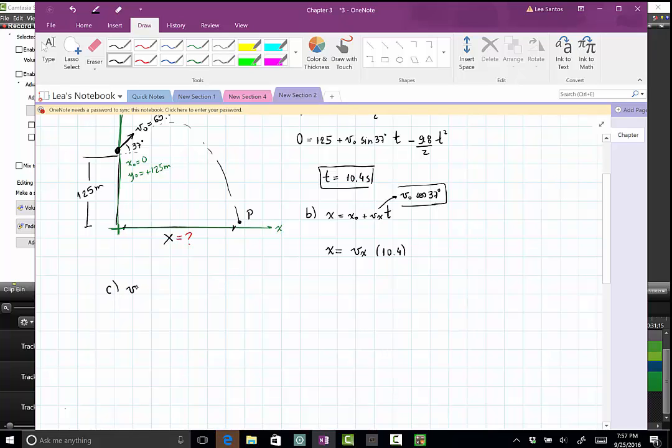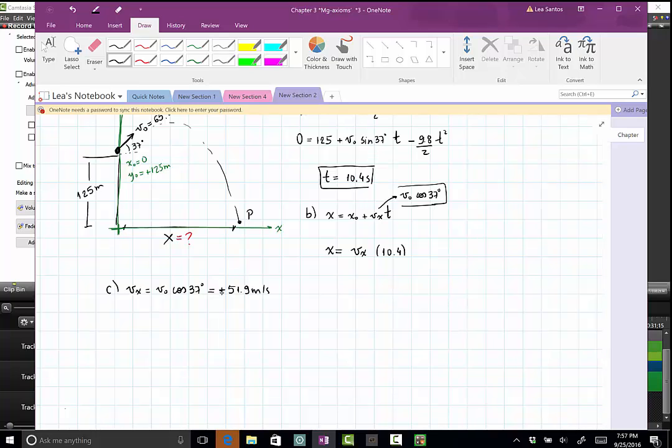So Vx is just the V naught cosine of 37, and that does not change. And if you solve this, you should find 51.9 meters per second. I'm going to put a plus here because since they want the velocity, they want the direction also. Okay, how about Vy?